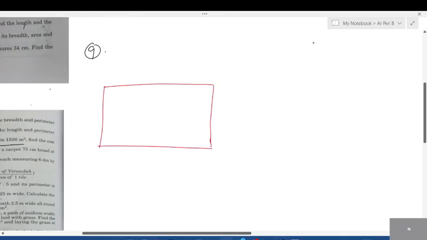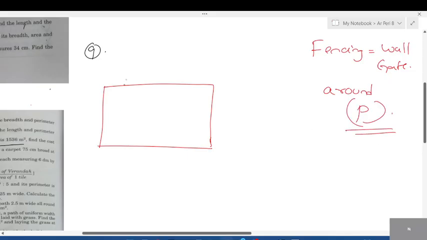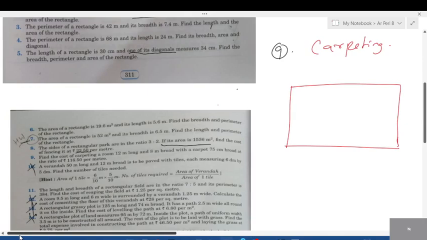See here, when the word fencing was given in the previous question, it is like a wall or gate, which is built around the area. Fencing, wall, gate, all these are known as perimeter. Fine. Next, when we talk about carpeting the area, what's the other one?